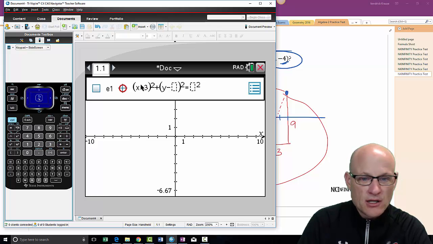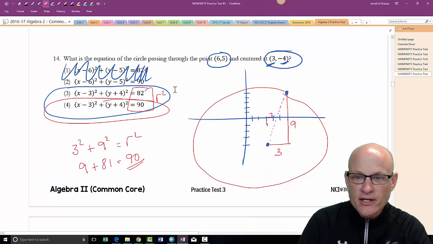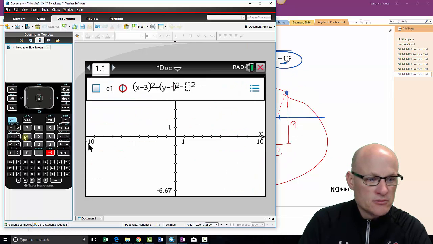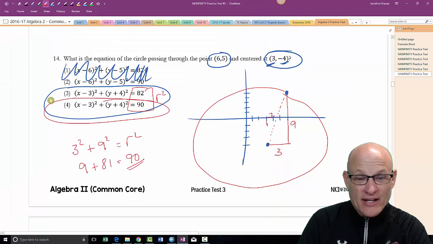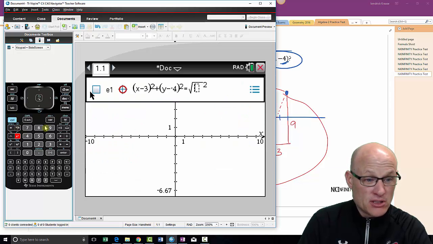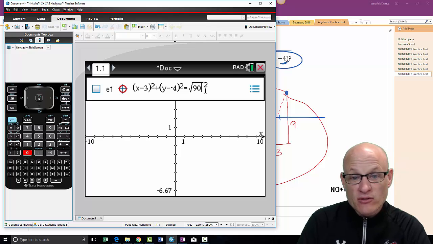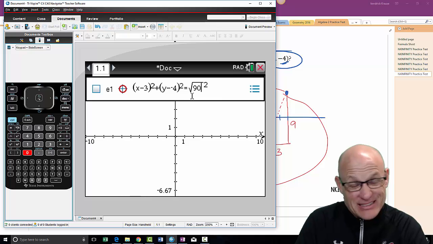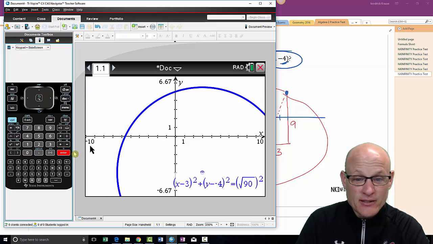And then -4. And radius squared. Now that's where you've got to be careful. The radius is the square root of this. So you actually have to put in the square root of 90, because the square root of 90 squared is 90, right? That's kind of a little bit tricky. Click OK. Whoa! So what you get is this circle.